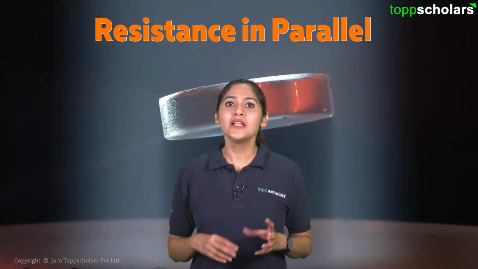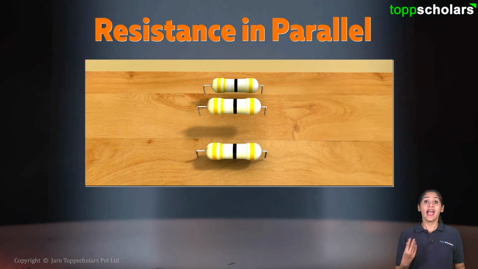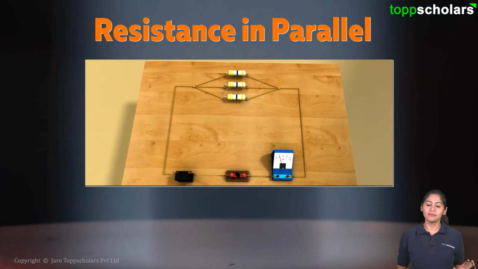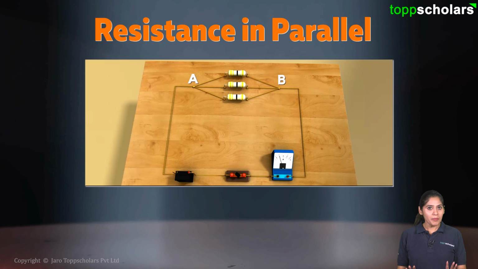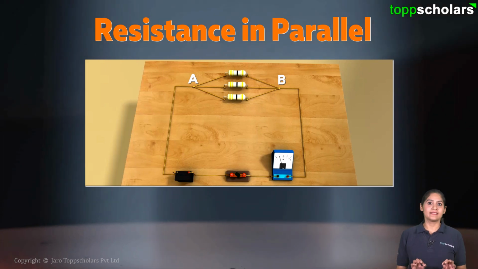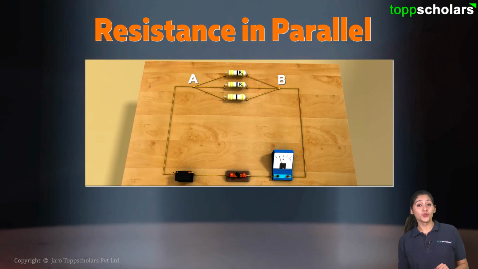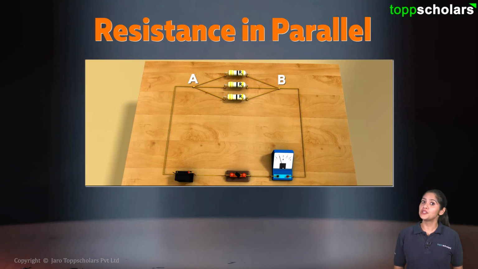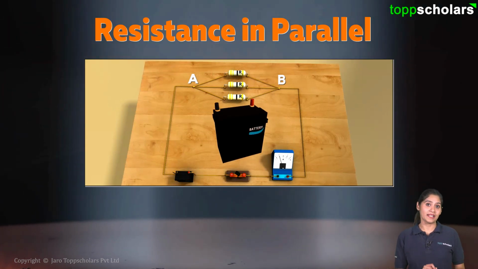Resistors in parallel means that the start and the end points of all of them are common. Let's label them A and B. Remember, the potential difference is always measured between 2 points. Let's connect these resistors R1, R2 and R3 in parallel to each other in a circuit with battery.